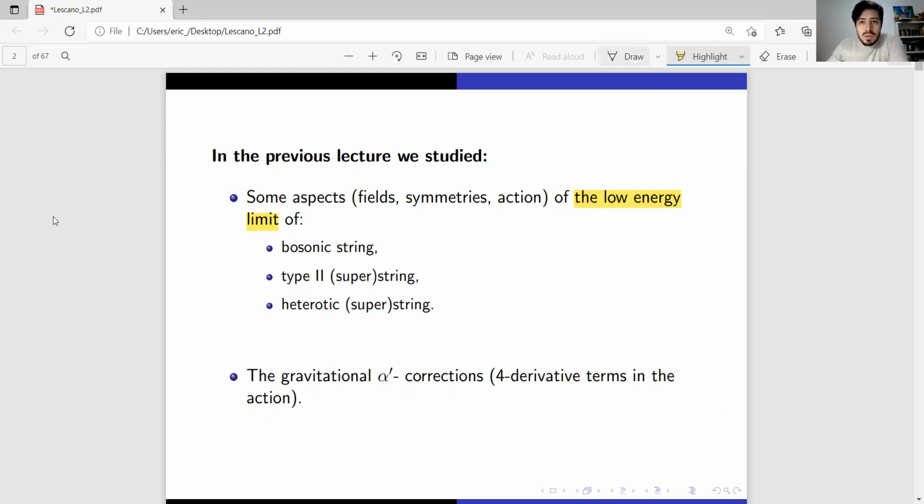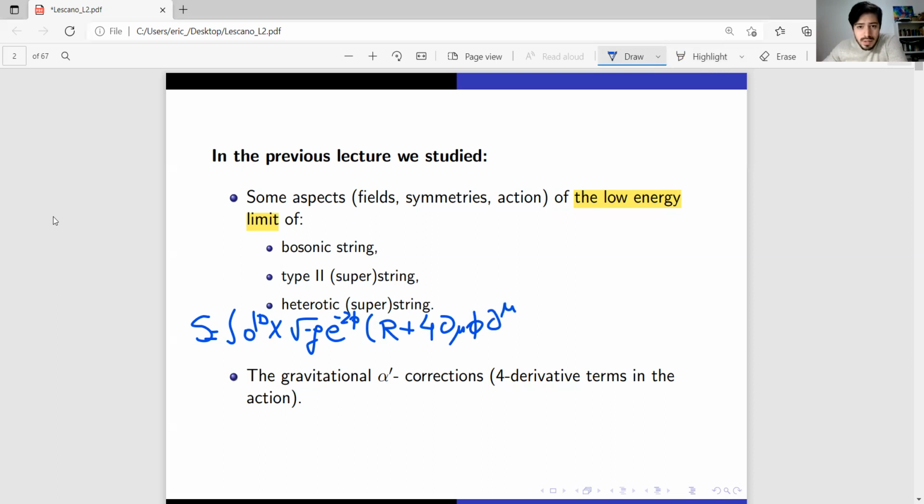We focused on this Lagrangian, or this action. The action for us is this one. Recall that this D is the dimension of the target space. We have a metric tensor over here, a scalar, the dilaton, and a two-form. This is our Lagrangian, and we are integrating out massive fields.